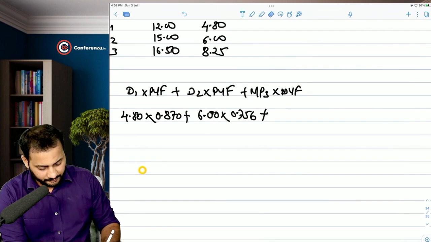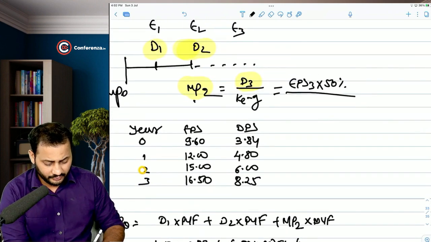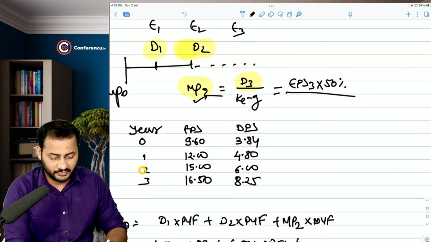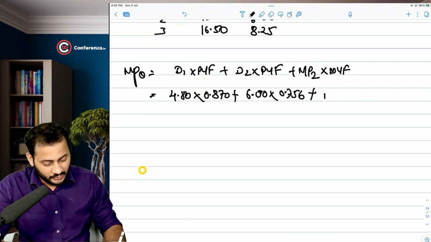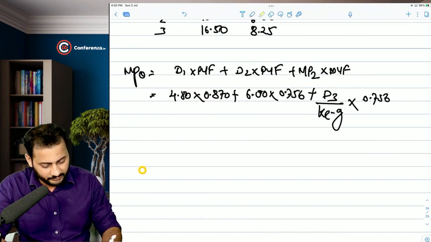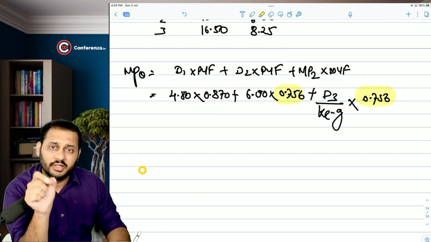No, not MP3, it's MP2. So MP2, why MP2, sir? MP2 only because after that the third year dividend, or we can say the perpetuity, is starting. D3 over cost of equity minus growth, into 0.756. Please remember, these two present value factors are for the second year only. Okay.